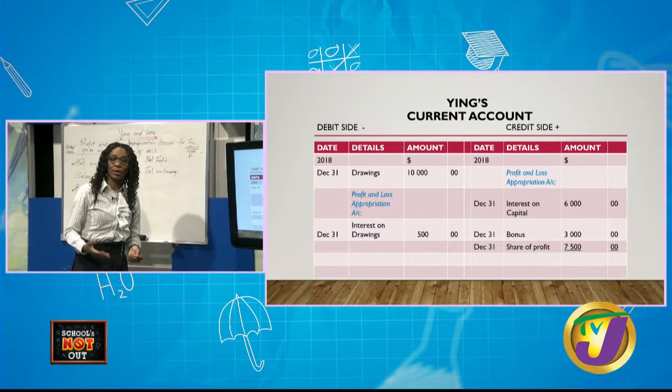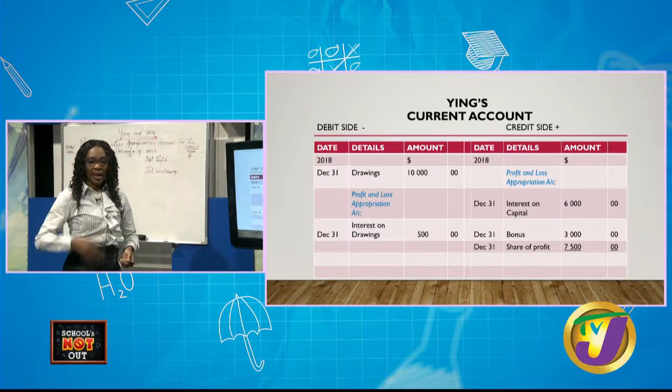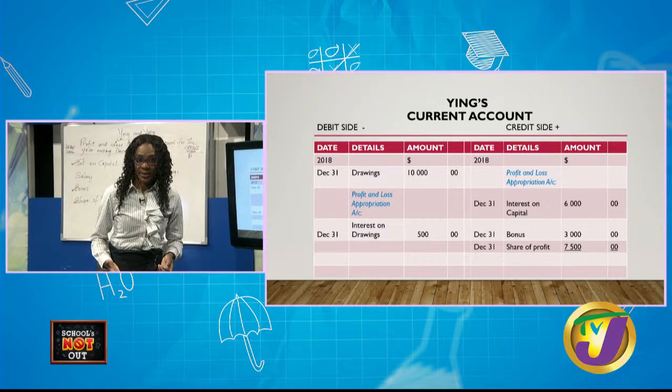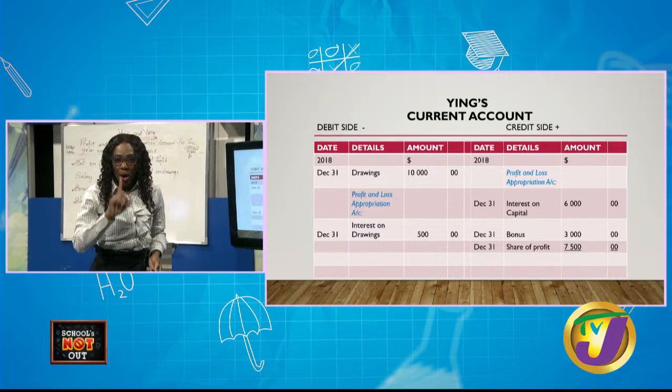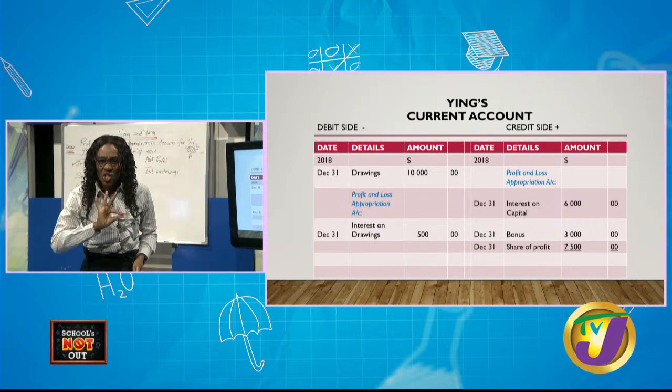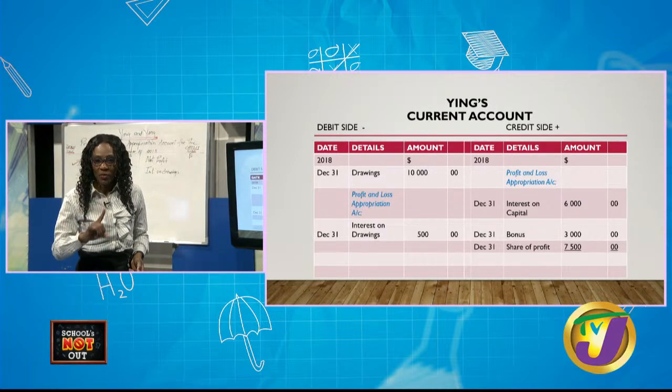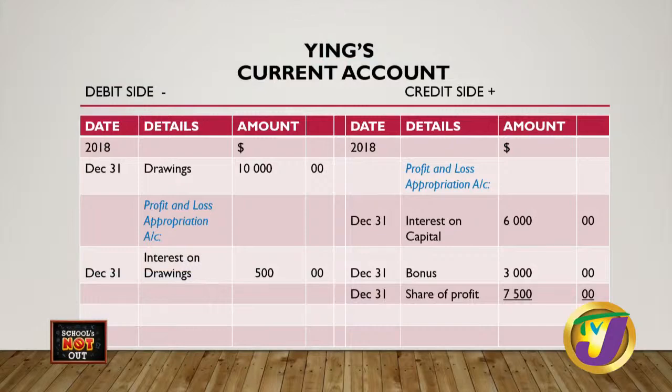Students, I cannot overstate, I cannot overemphasize. Drawings by itself is not listed in the profit and loss appropriation account. However, both drawings and interest on drawings are listed in the current account on the debit side.